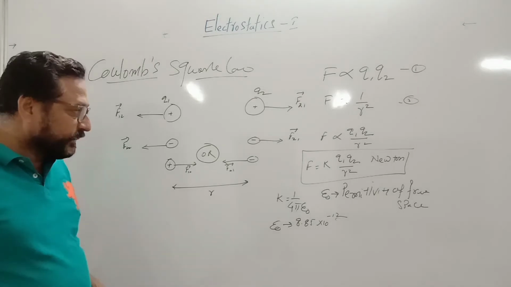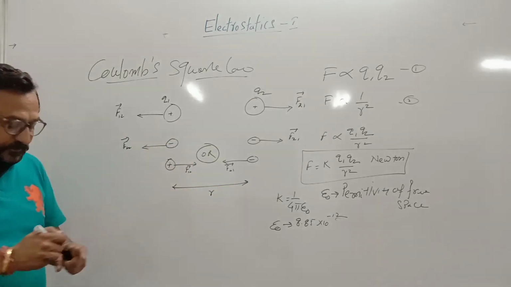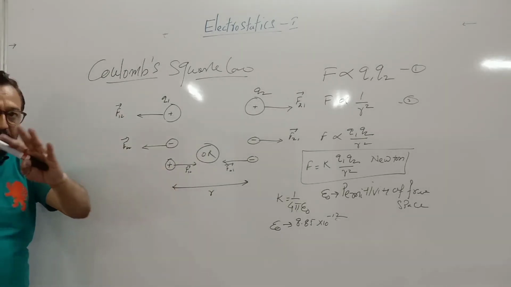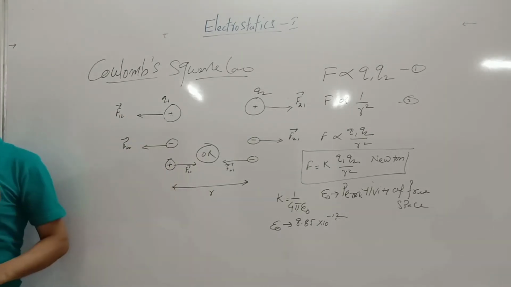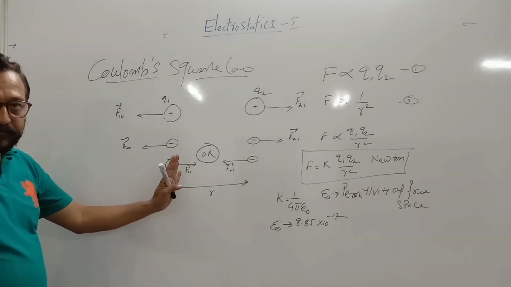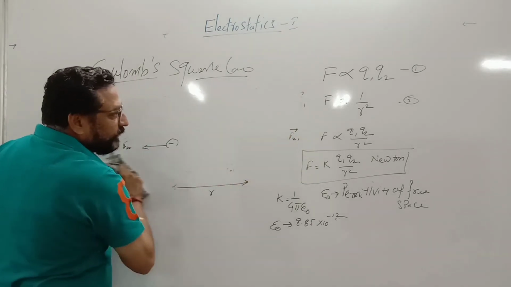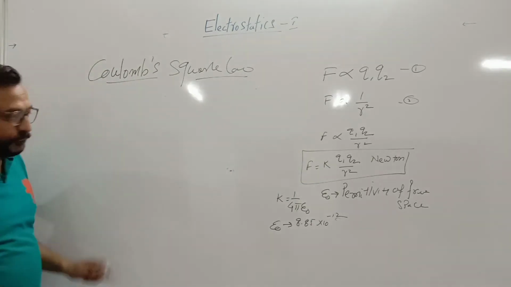And again, in the next part, we find out the value of K. Please write down each and everything in your copies, please. After that, we remove this diagram. Okay.